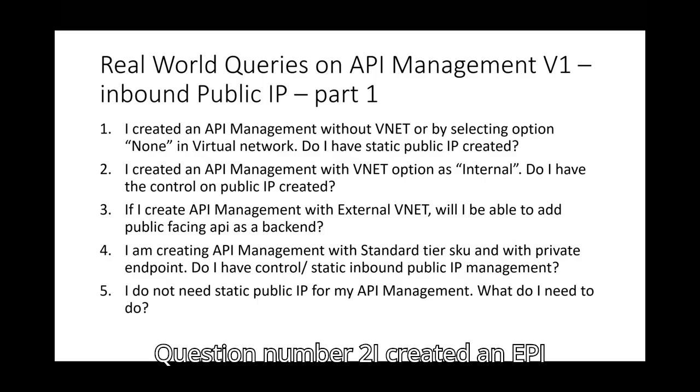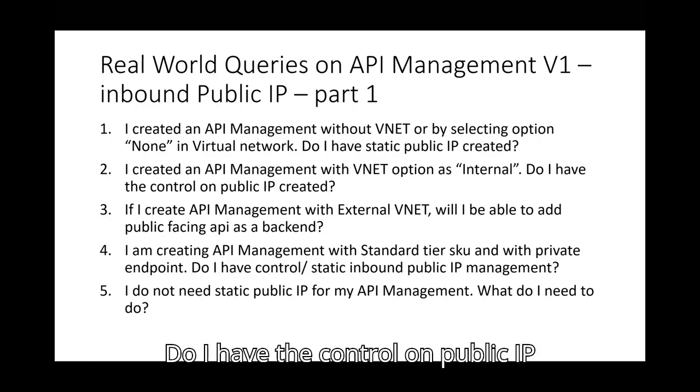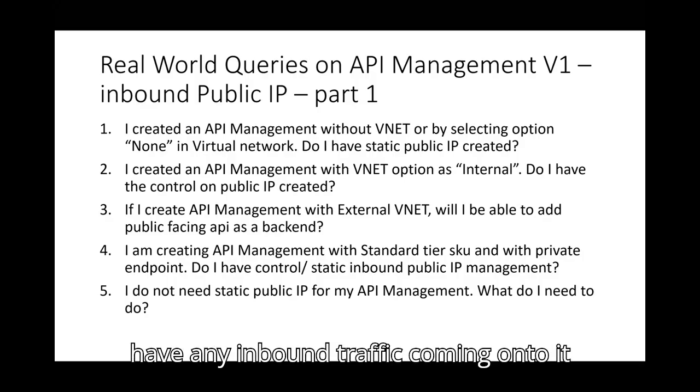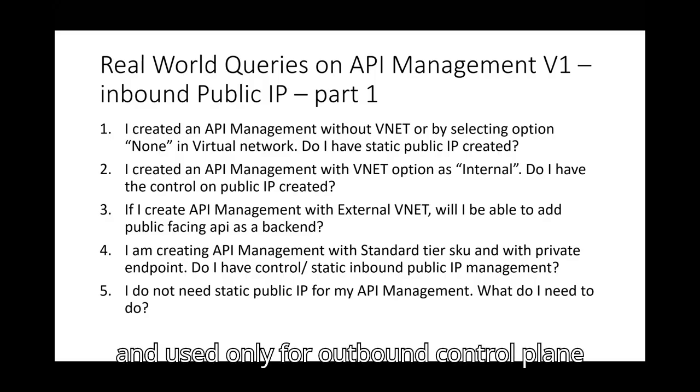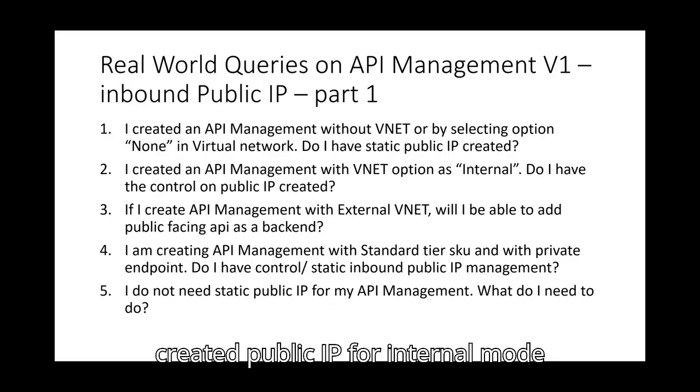Question number two, I created an API management with VNet option as internal. Do I have the control on public IP created? Yes, but not required to control as I explained earlier because it will not have any inbound traffic coming onto it and used only for outbound control plane communication. However, if you want your outbound IP also to be static of your choice, then you can use pre-created public IP for internal mode also. Let me show on the portal.